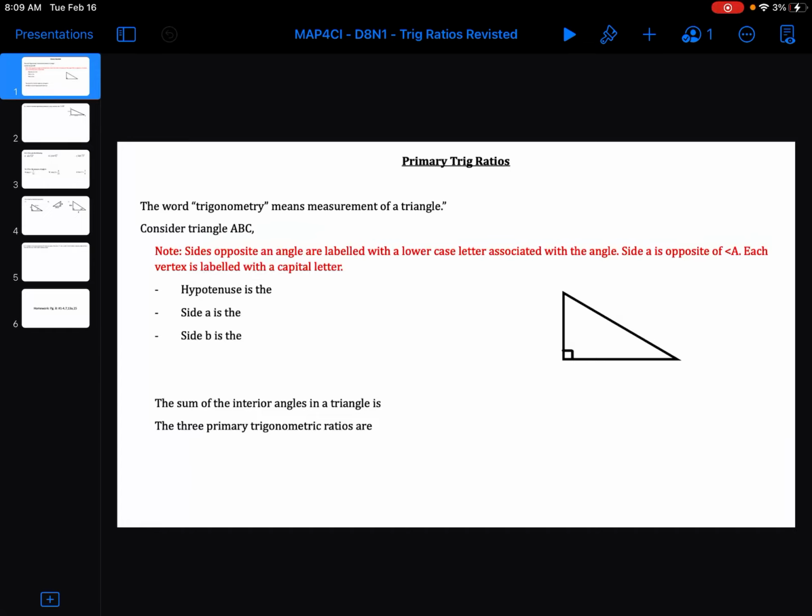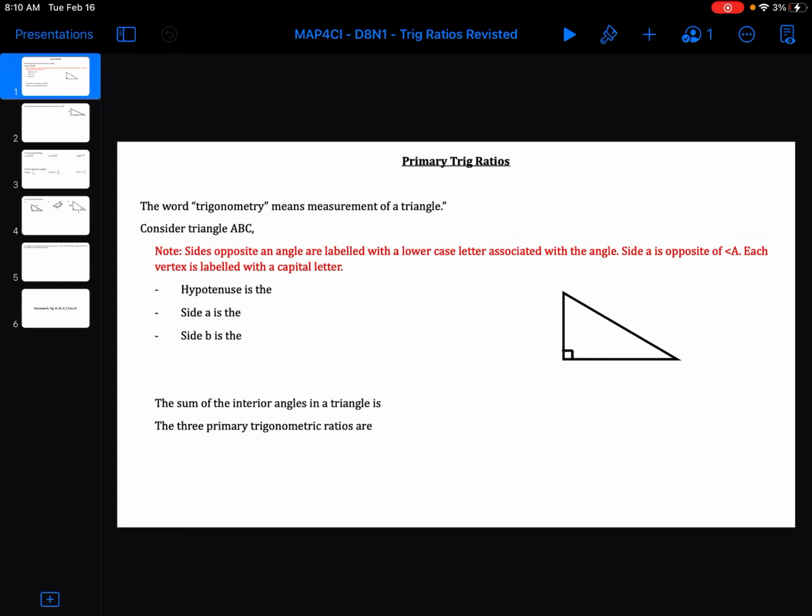Primary trig ratios is kind of the starting of trigonometry. The word trig means measurement of a triangle. So consider sides. Things that we need to recognize when we're looking at triangles is we always need to know things like the hypotenuse, the opposite, and the adjacent.